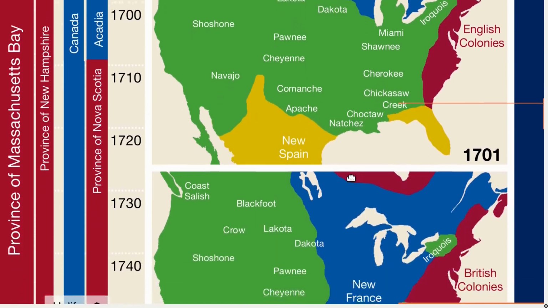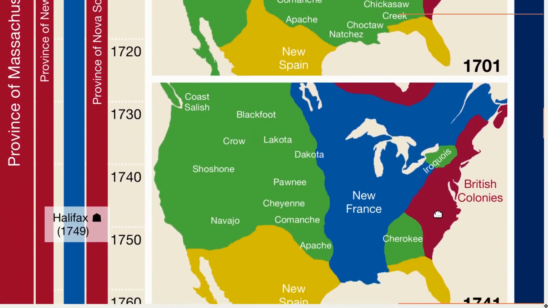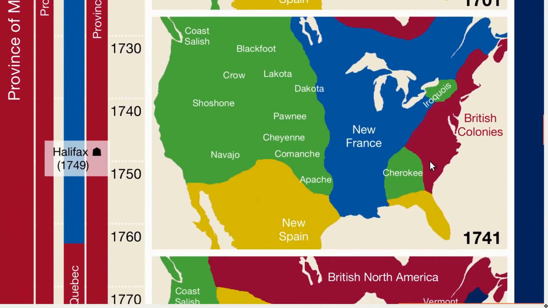If we move ahead to 1741, we can see that the French have now established themselves in Louisiana, which they named after their king, Louis XIV, and they're trading all along the Mississippi River. England is now Britain, and they've taken over Acadia from the French. And it's important to remember that several Native American groups still play an important role at this point, particularly the Iroquois in the north and the Cherokee in the south.